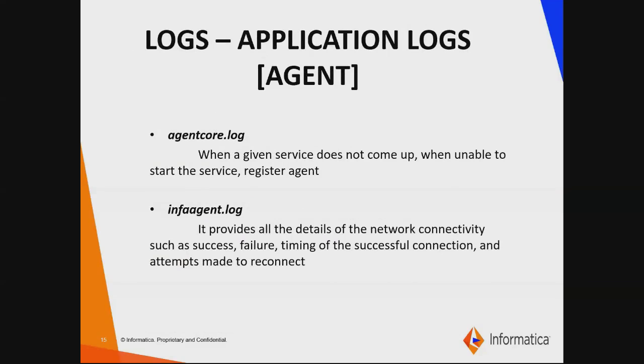Application logs for agent. Agent core log is something that we usually refer to when the agent is having issues during startup, or any kind of issues during registering, or packages which are not being deployed properly. So in those kinds of scenarios, we refer to agent core.log. Info agent log, on the other side, can be used to check the connectivity of your network and also the times made to connect to your cloud server.